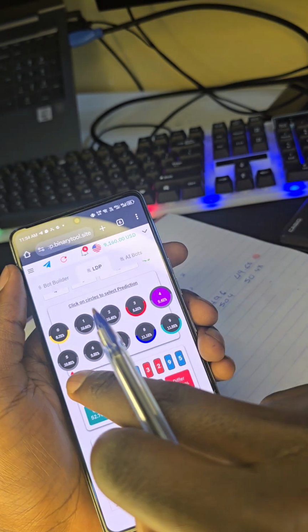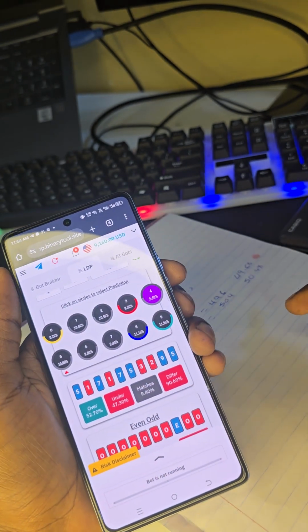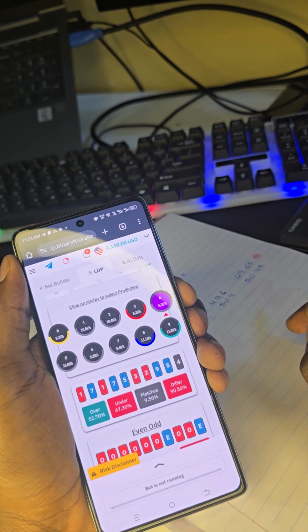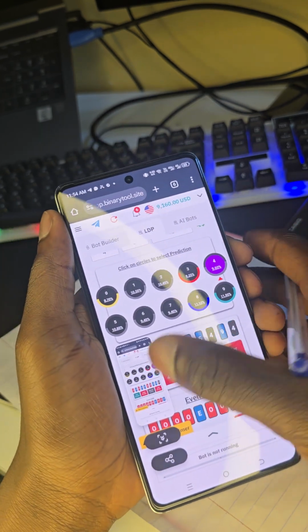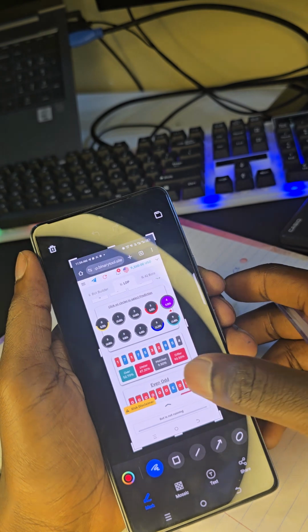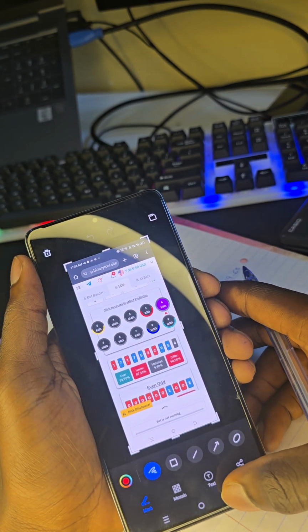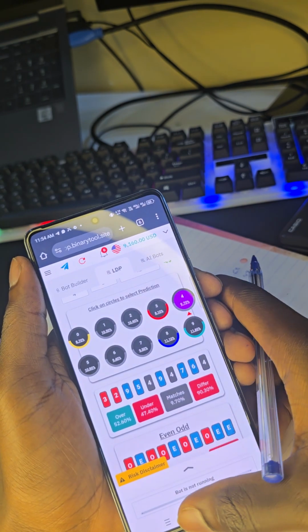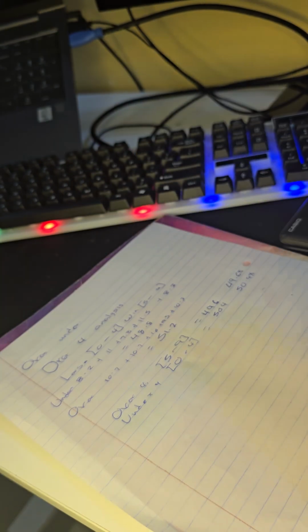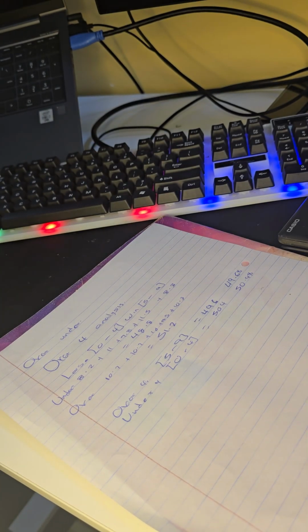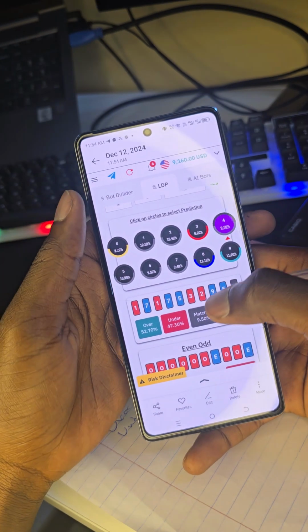Alright, so kuko na hii kitu hapa inajita the last digits prediction. Let me take a screenshot. Alright, the reason why I'm taking a screenshot ni to prevent it from resetting. Let me go to gallery and take that screenshot. Alright, here we have our screenshot.